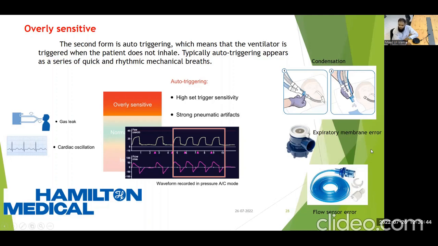The number two is expiratory membrane error. In the ventilator, at the expiratory port, we have an expiratory membrane. Its function is to control the volume or the pressure set by the end user. So if the expiratory membrane is damaged, or there is dirt or blood present on it, it can also cause overly sensitive triggering.